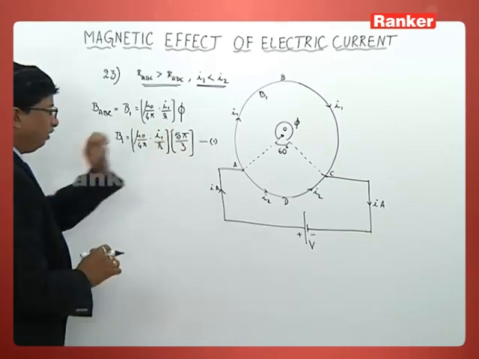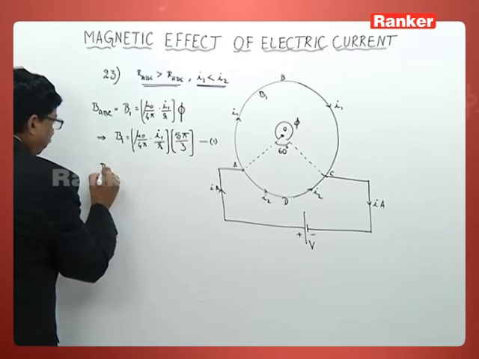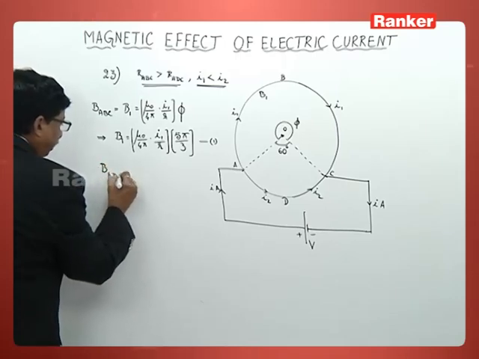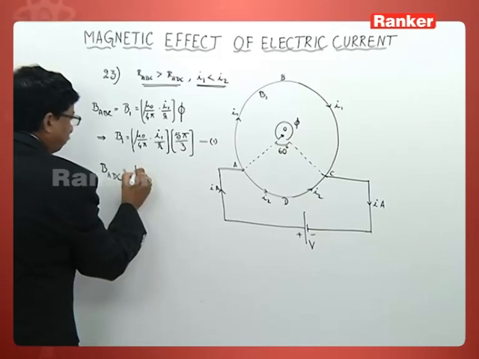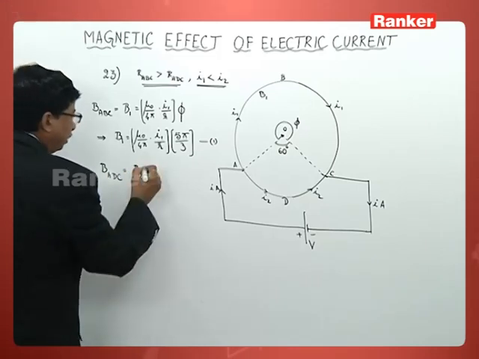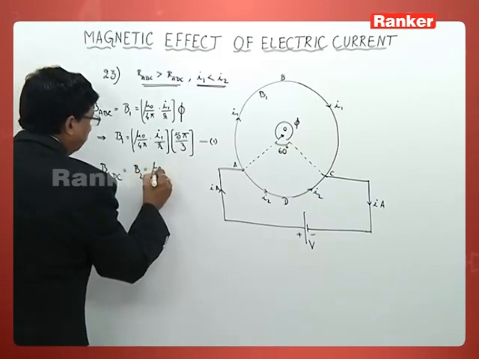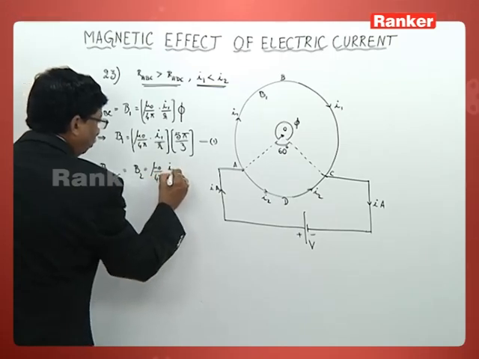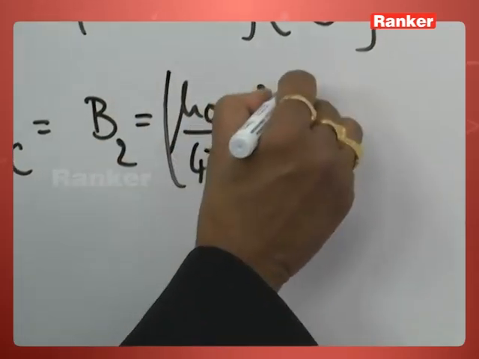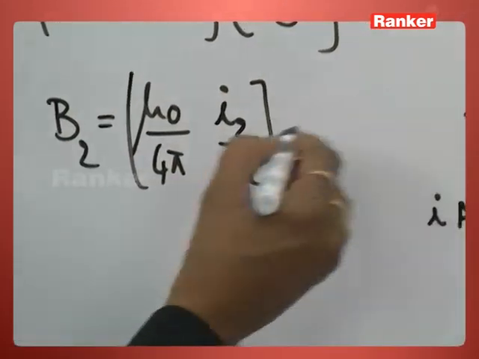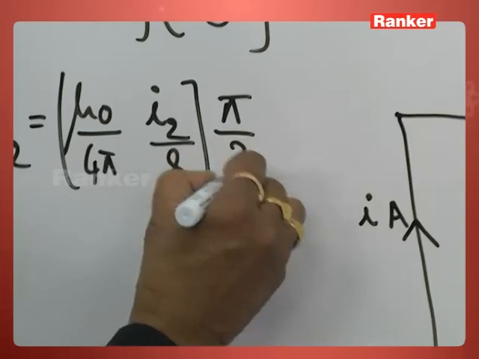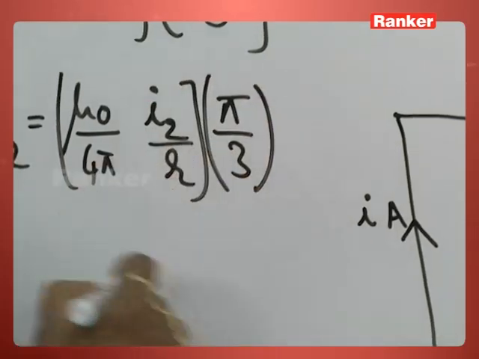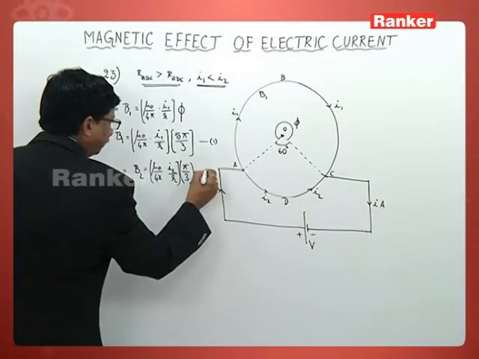Now exactly in the same manner, you try the second one, B ADC. I write this one as B2. That again can be rewritten as mu naught by 4 pi into I2 by R, into the angle, that is pi by 3, I can directly write. This I take as the second equation.